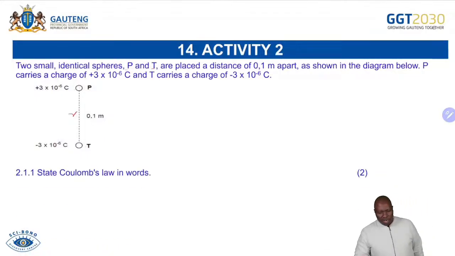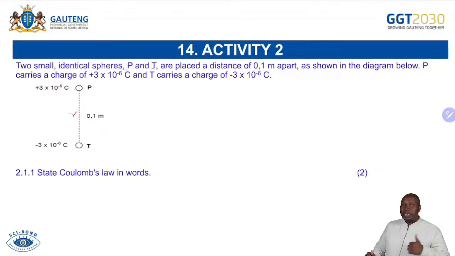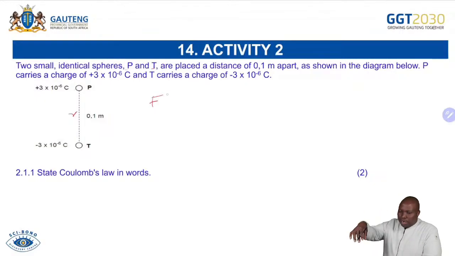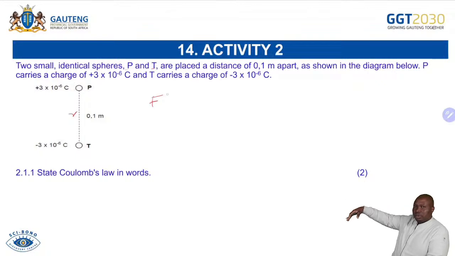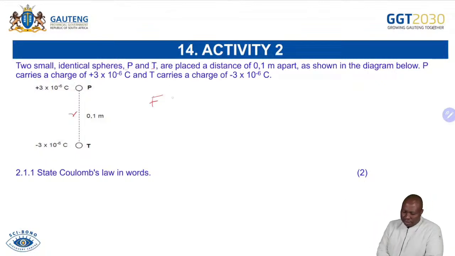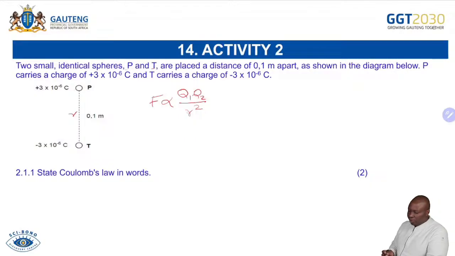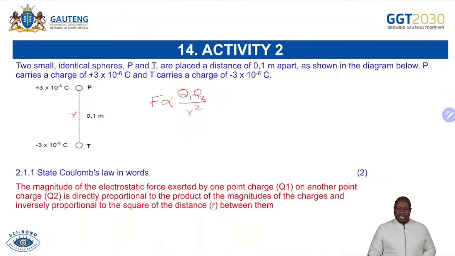State Coulomb's law in words. I hope by now you are singing it. You'll be able to say the magnitude of the electrostatic force exerted by one charge, Q1, on another charge, Q2, is directly proportional to the magnitude of the product of the charges, don't forget it's the product of the charges, and inversely proportional to the square of the distance between them. Remember, you can't write it as a formula, you must write it in words. So you write the whole of it, as we've been discussing.